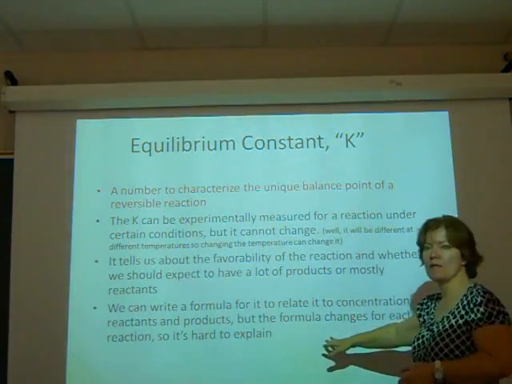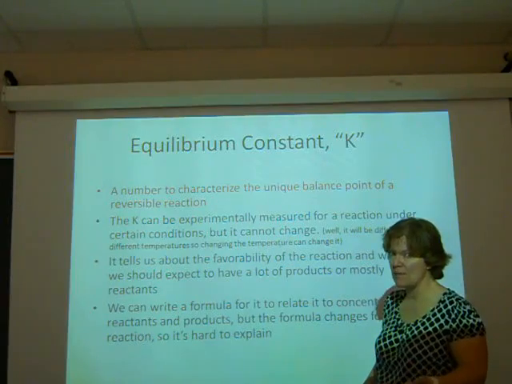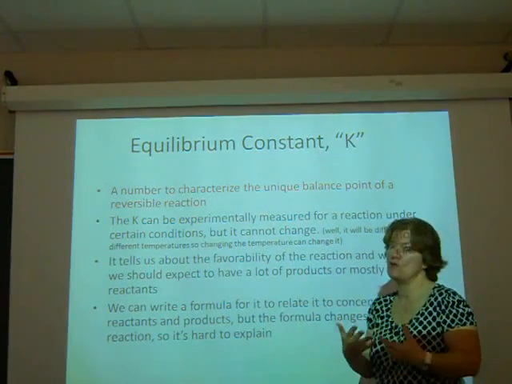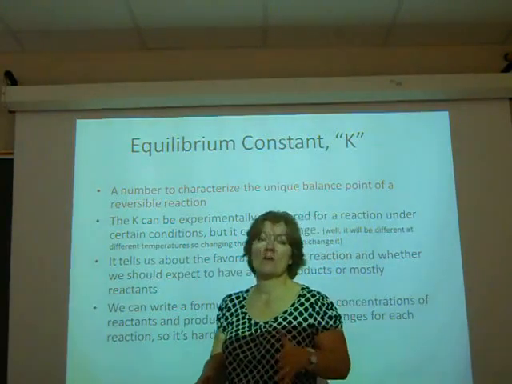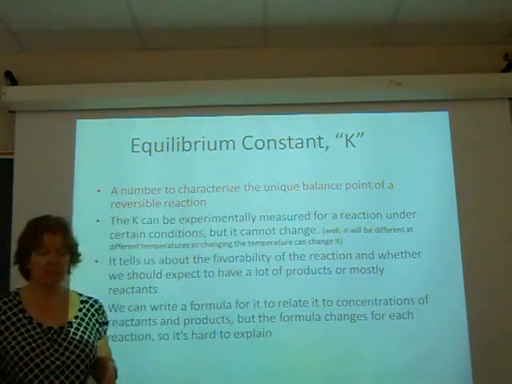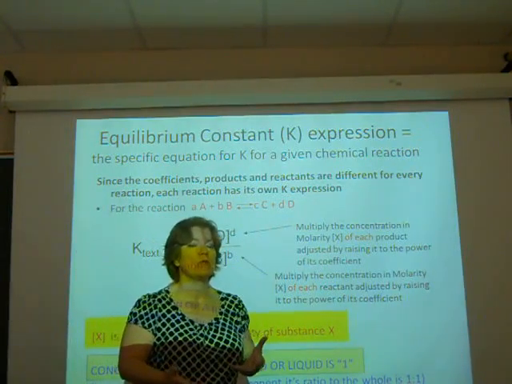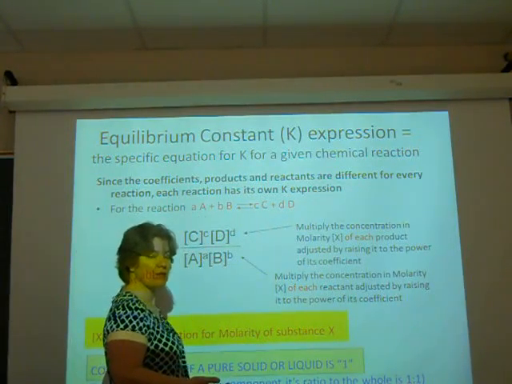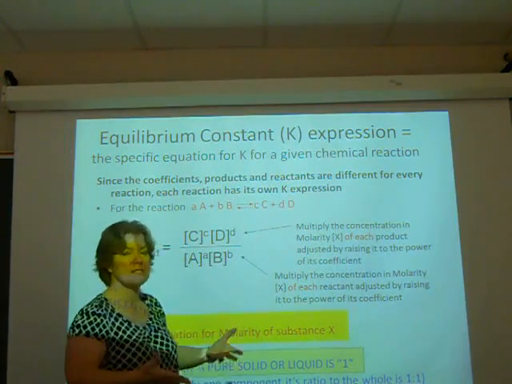I can write a formula for it, but that formula is dependent on the chemical reaction. So every time I have a new chemical reaction, I get a new formula. So our first task has to be getting good at writing what we call a K expression. Okay, the K expression, this is the formula that relates to this K number that can be measured. So somewhere I could get this K in a table from some scientist who's measured it.